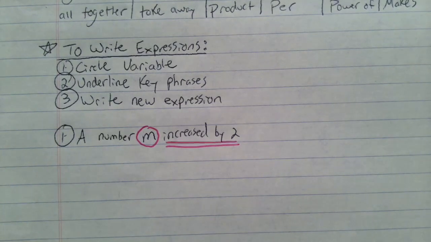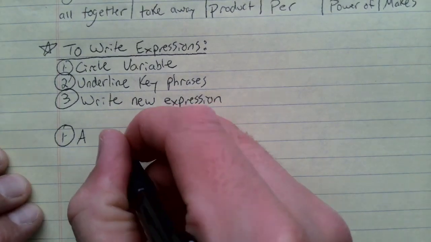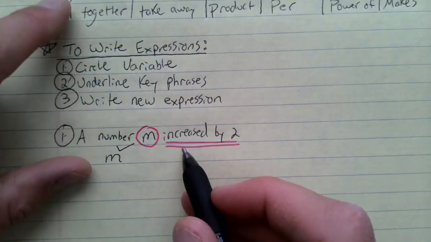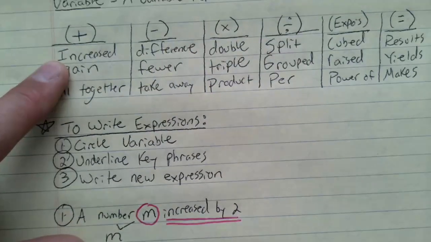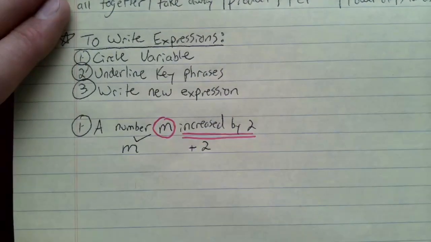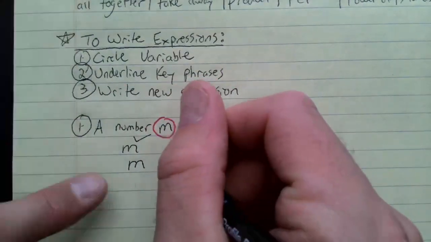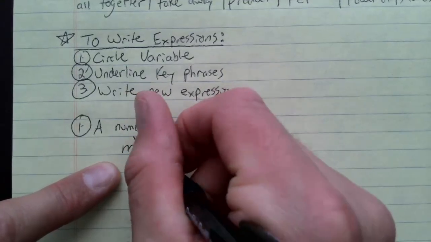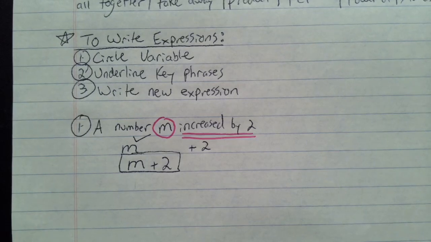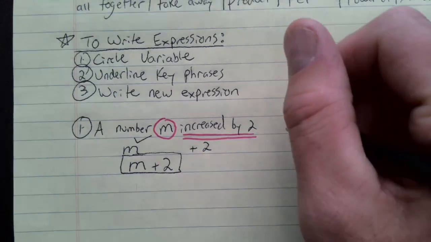So when you're looking at this, a number M, we'll just write that as M. And if you increase by 2, just like what our vocab word says, that just means plus 2. So when we put that together, your new expression is M plus 2. M plus 2 is your expression. That's it. Let's see another one.